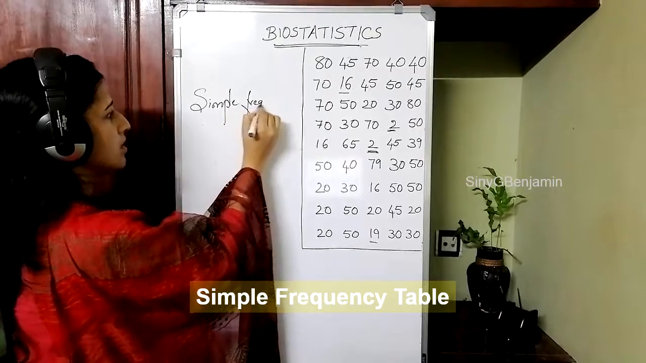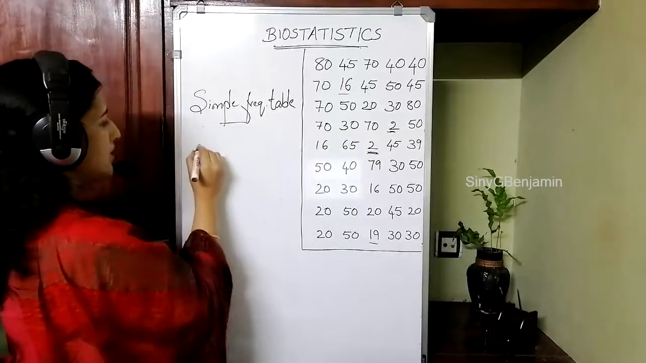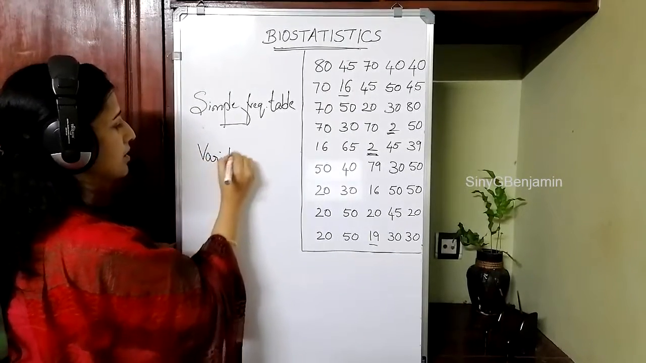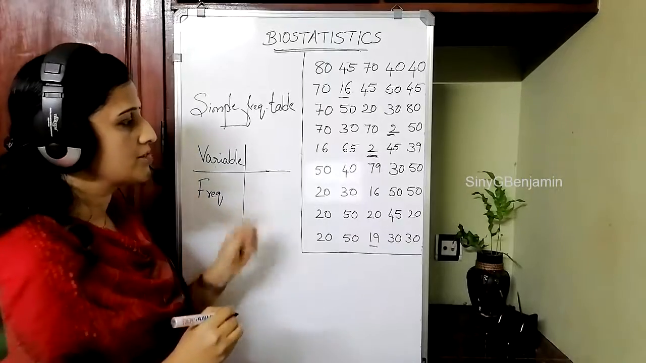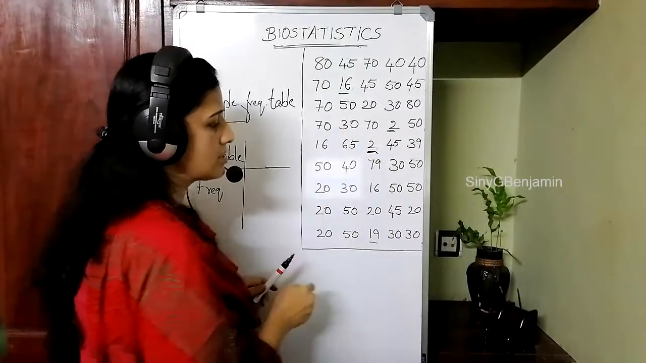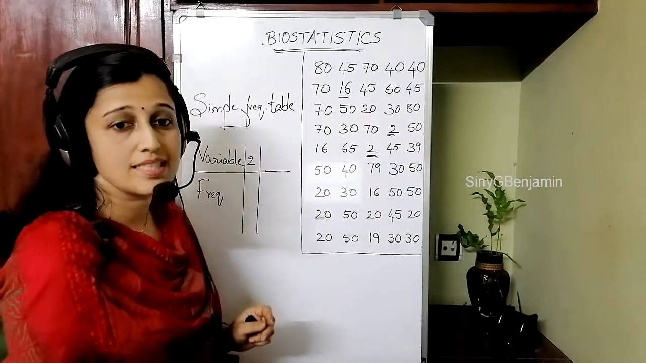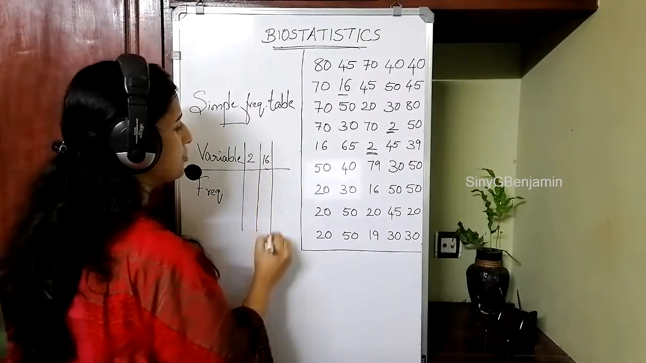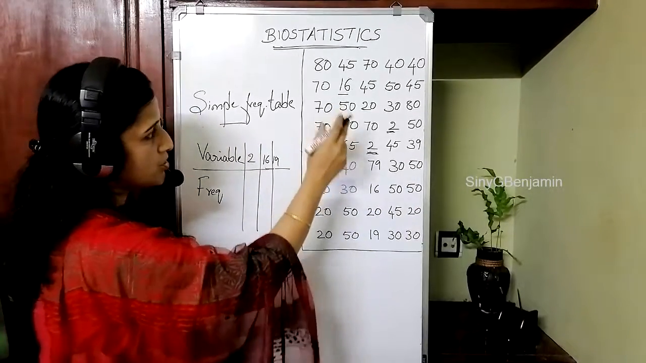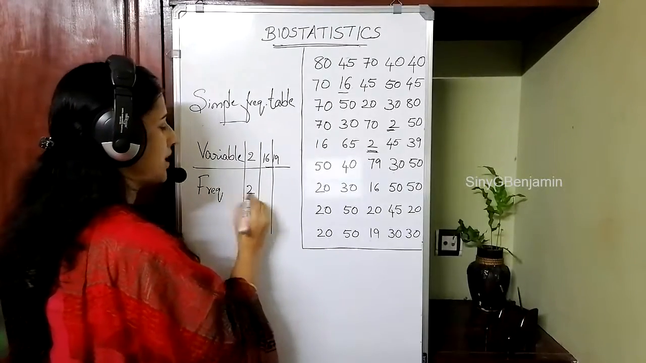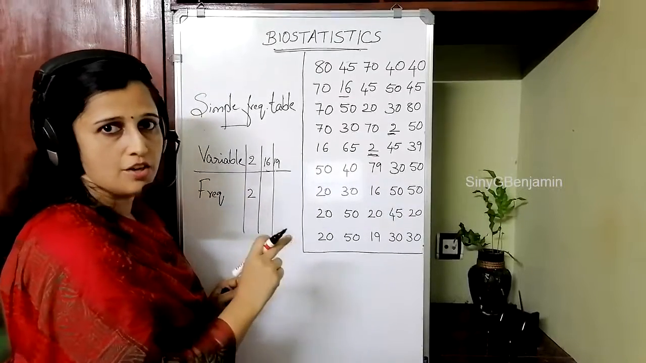Simple frequency table. In simple frequency table, we will divide the table into two parts, that is variable and frequency. Then the first variable, as we have said, the lowest value here is 2. So we will write the variable 2. Then the next variable 16. Then we have to find the next variable 19. It goes on like that. How many times is 2 repeated here? 2 times. So we write frequency. Frequency is how many times the variable 2 is repeated. That is the frequency.